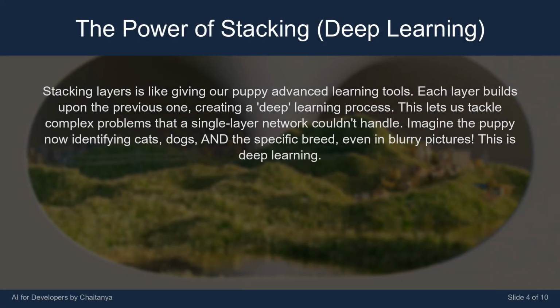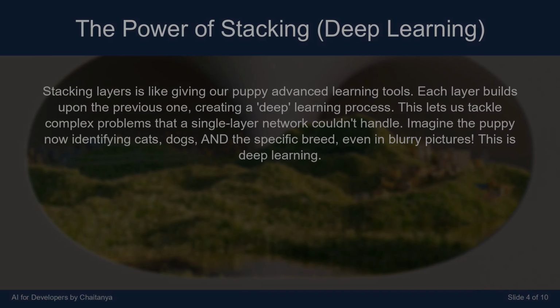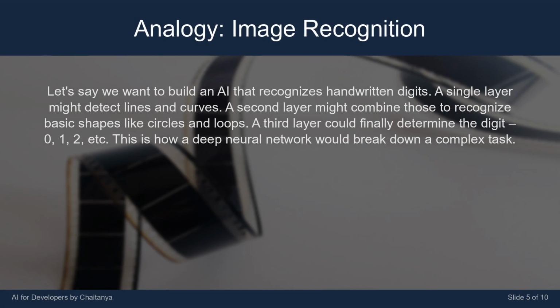Stacking layers is like giving our puppy advanced learning tools. Each layer builds upon the previous one, creating a deep learning process. This lets us tackle complex problems that a single-layer network couldn't handle. Imagine the puppy now identifying cats, dogs, and the specific breed, even in blurry pictures. This is deep learning. Let's say we want to build an AI that recognizes handwritten digits.